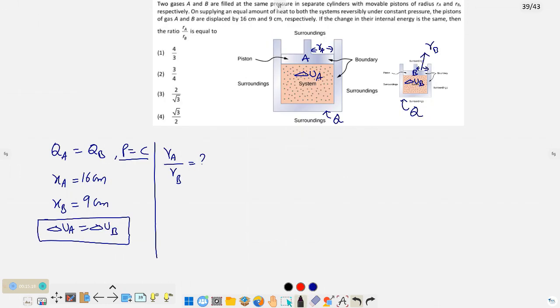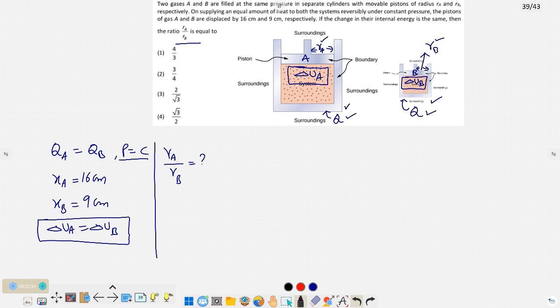This question is from thermodynamics. They have given two systems, system A and system B, and both have radii RA and RB, and here they're asking to find the ratio of RA by RB. Now, what is the condition? We are giving the same amount of heat to the gas system, and both have the same change in internal energy. The system sizes may be different, but the change in internal energy is the same, and the amount of heat which we are giving to the system is also the same.